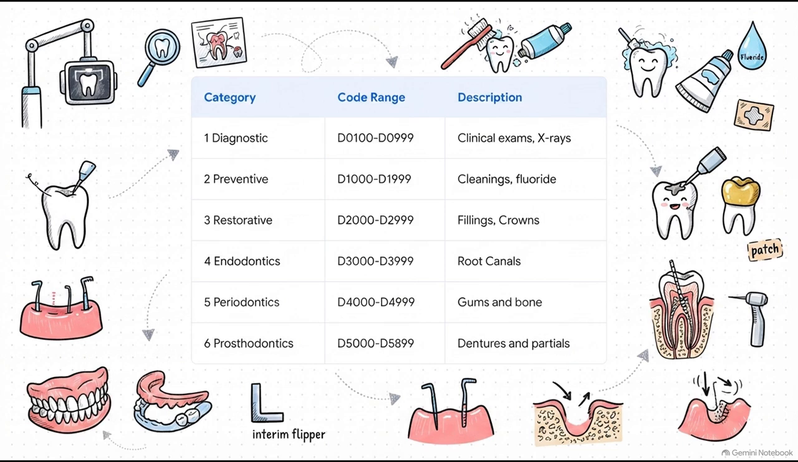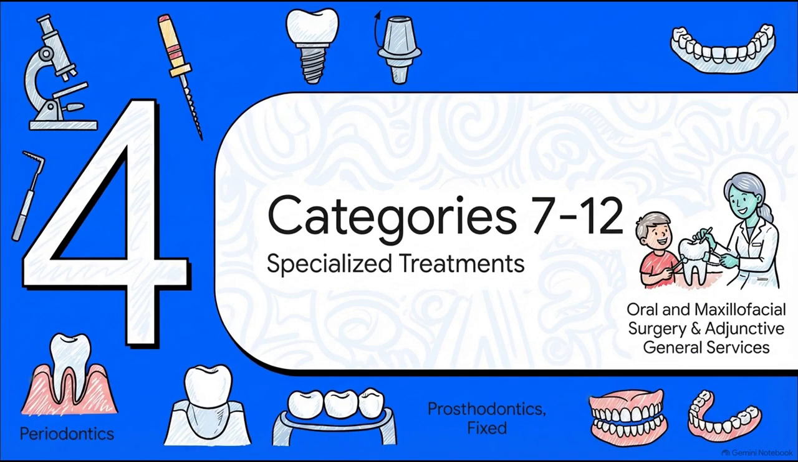Now, if an issue is found, we move down to Category 3, restorative, D2000 to D2999 for things like fillings and crowns. If that decay reaches the pulp, we hit Category 4, endodontics, D3000 to D3999 for root canals. Category 5 is periodontics, D4000 to D4999, dealing with surgical and non-surgical treatments of the gums and bone. And finally, Category 6 is prosthodontics, removable, D5000 to D5899, which covers complete dentures, partials, and temporary interim flippers. Notice how these numbers perfectly sequence with the natural clinical progression of patient care? Pretty cool, right?